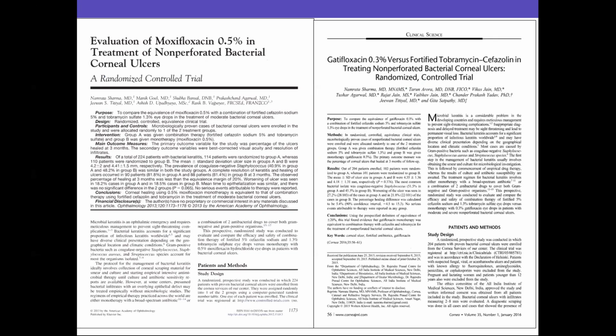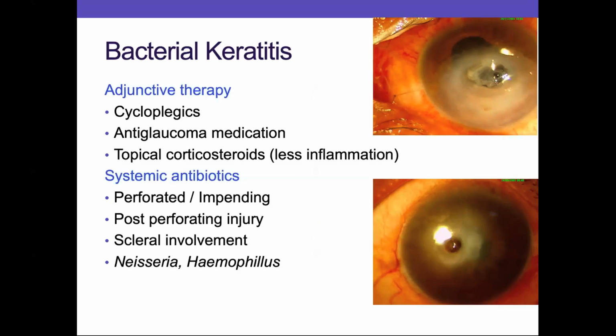Now, there were two randomized controlled studies done at our center, where we compared moxifloxacin as well as gatifloxacin in combination therapy, in more than 220 patients, and we found that in moderate ulcers, these two are equivalent to each other, and you can give monotherapy in cases of moderate ulcers. Adjunctive therapy continues in the form of cycloplegics, anti-glaucoma medications, and topical steroids. And systemic antibiotics are given in perforations, post-perforations, scleral involvement, and whenever the organisms are Neisseria or Haemophilus, which can penetrate an intact epithelium.